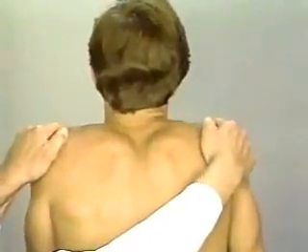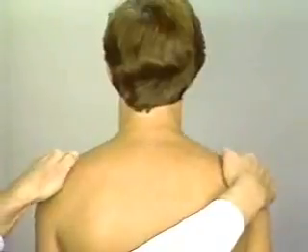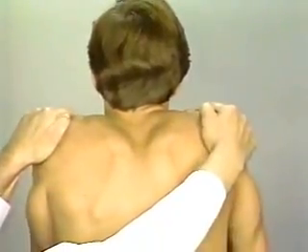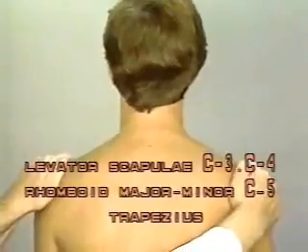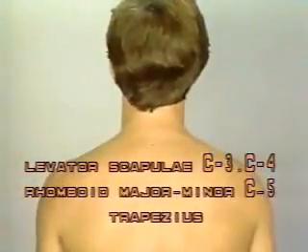Since the shoulder shrug maneuver involves several muscle groups, a discrepancy in strength between the two sides may denote weakness of the levator scapulae, C3, 4, rhomboid major and minor, C5, as well as the trapezius muscle.